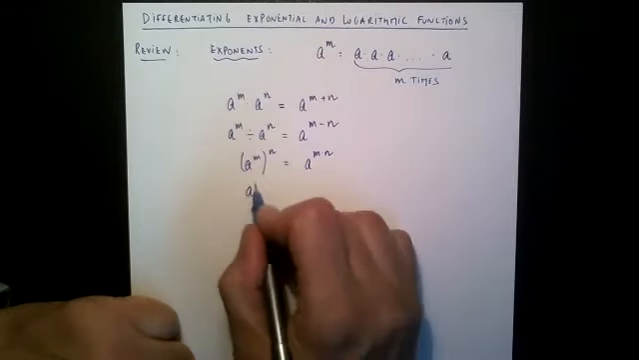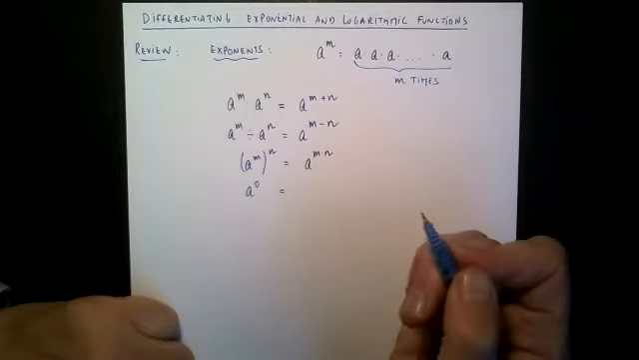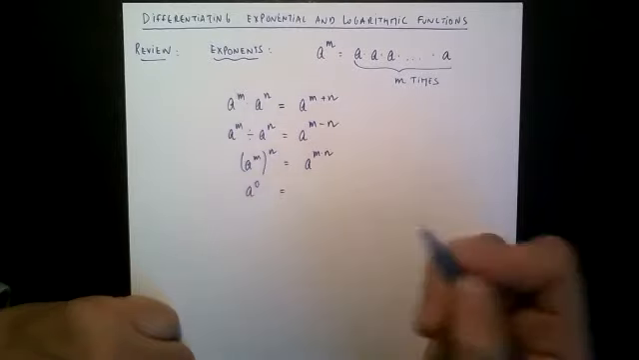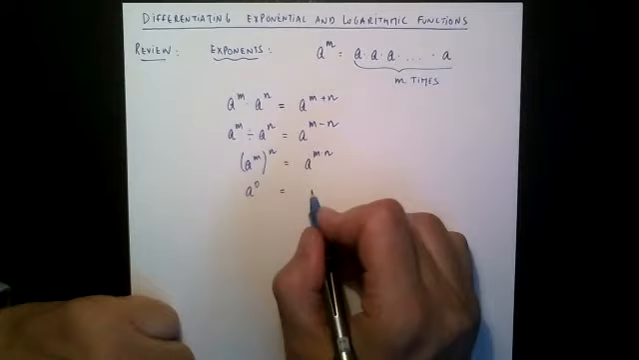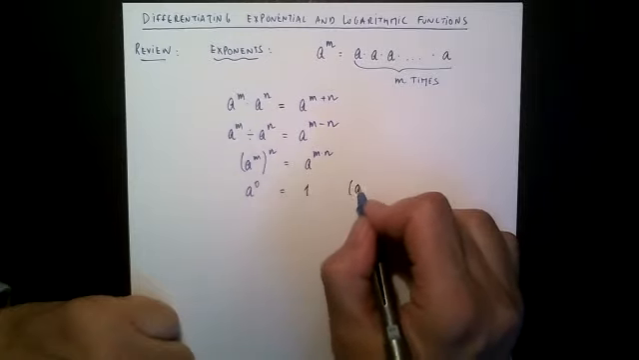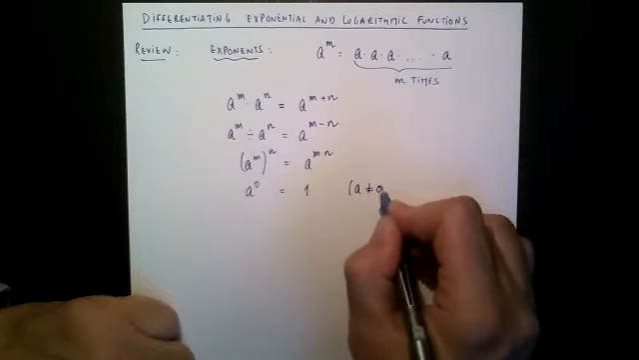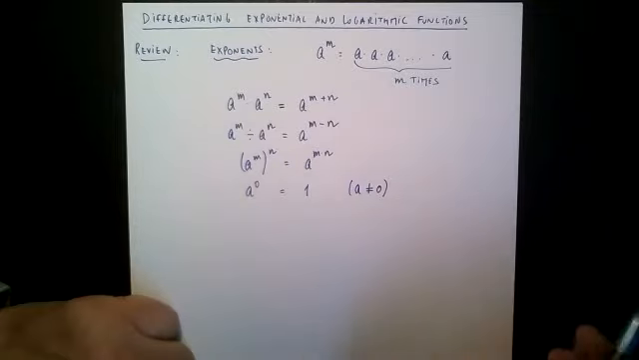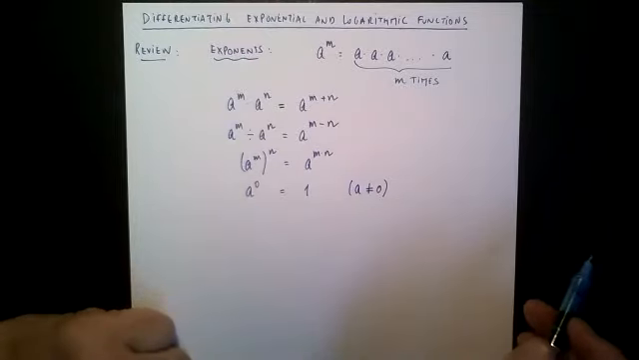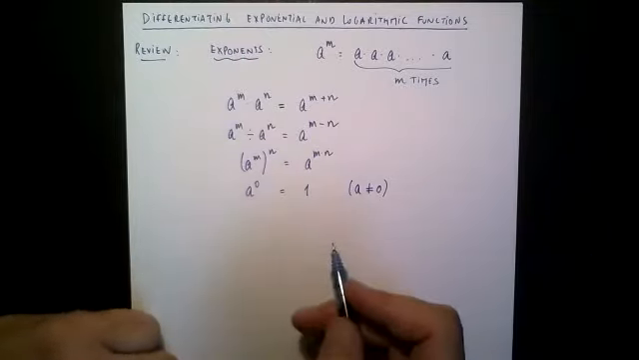Then a power 0, what is that? 1. Of course, only if a is not 0, right? If a is 0, then we have 0 power 0, and that's a bit complicated. Okay, we'll do that soon.